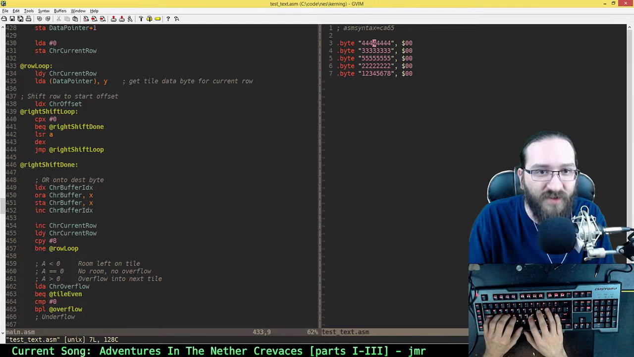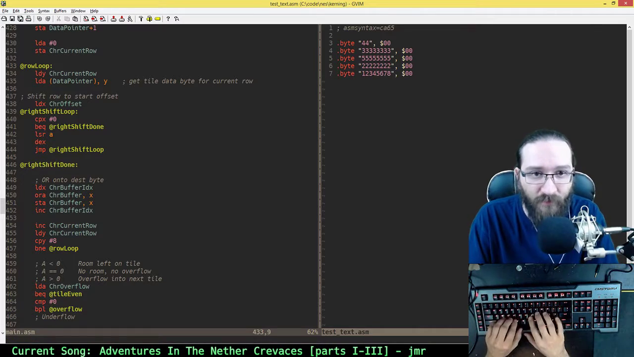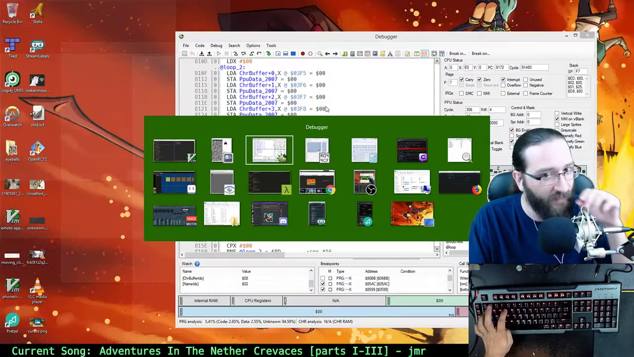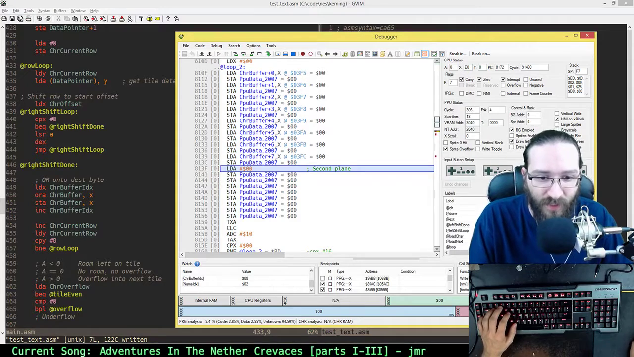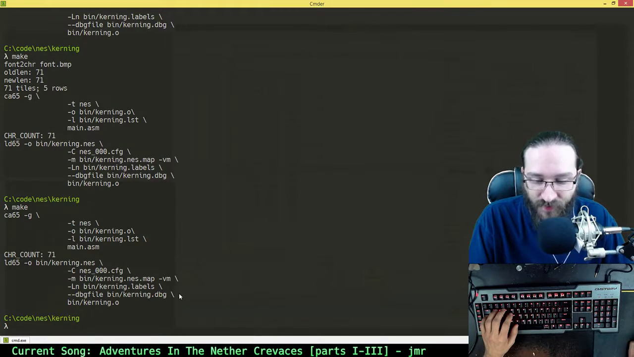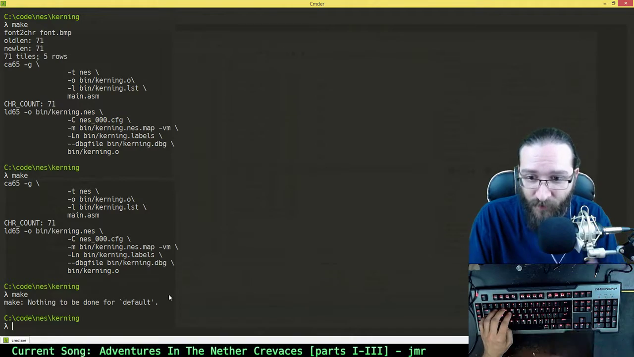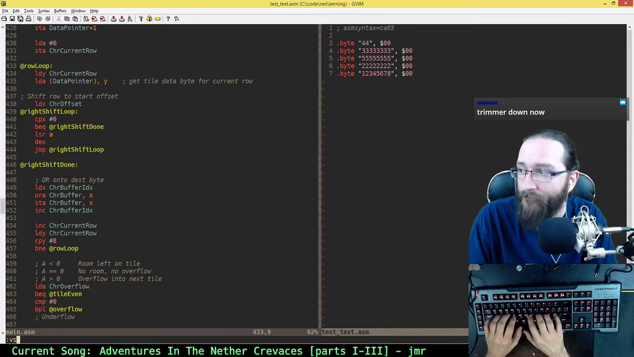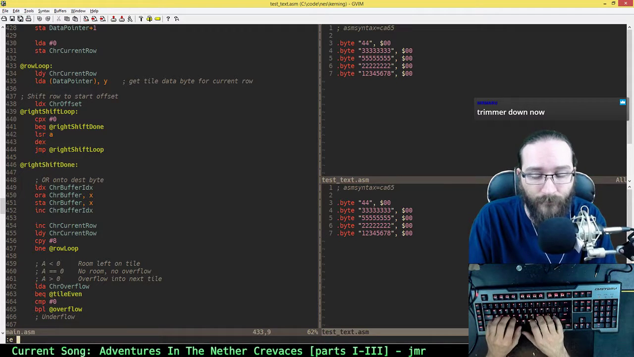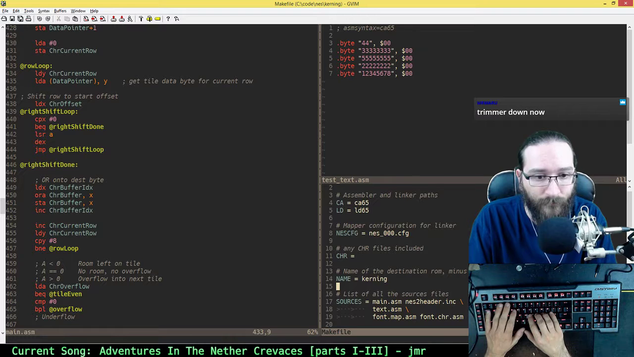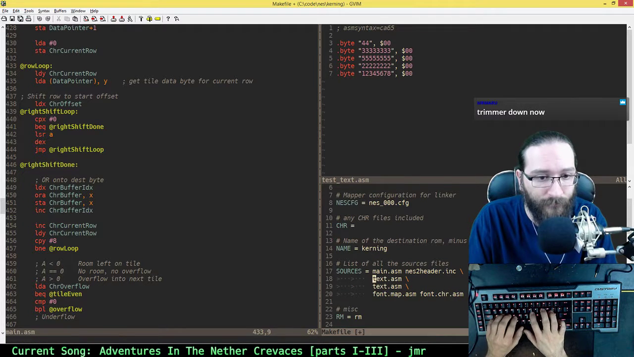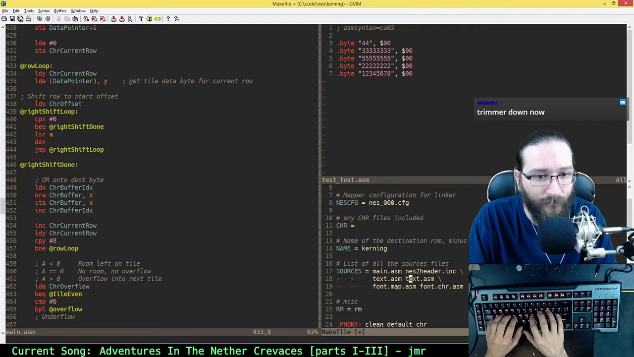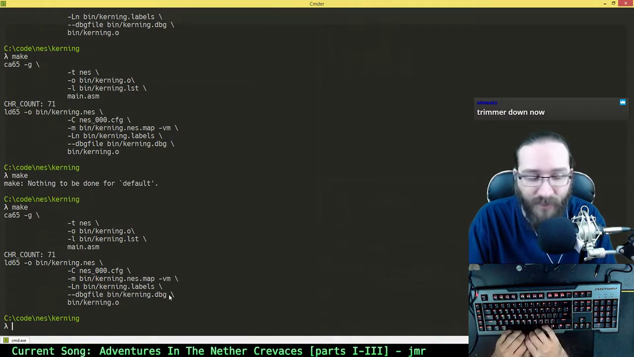So we're going to trim this down to just 2 of them. I'm not going to be modifying any of the processor state while it's running. Instead, I'm just going to trim it down to 2 characters and work our way from there. What do you mean nothing's going to be done? Oh, because I didn't add that to the makefile, did I? Yeah, I didn't. That's better.